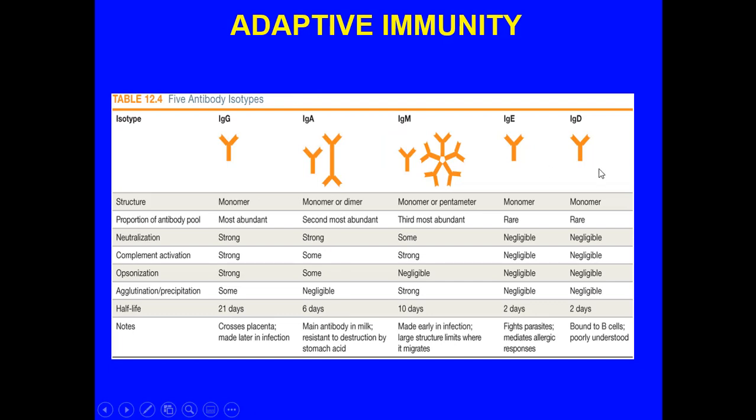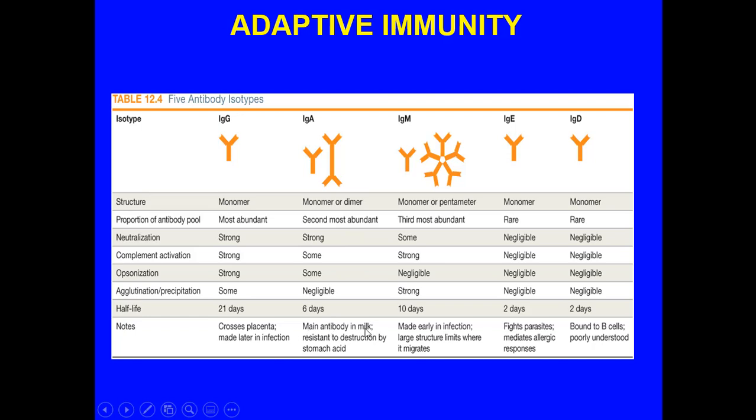Here is a comparison on table 12.4. I don't expect you to memorize all of this, so don't lose a lot of sleep. Here are a couple of important points that I've mentioned before in this lecture. IgG: most abundant, crosses the placenta, produced later in infection. IgM comes out early in the infection. It's a large structure, but it has limits because of its size, so it can't always get into some tighter places where migration would be allowed.